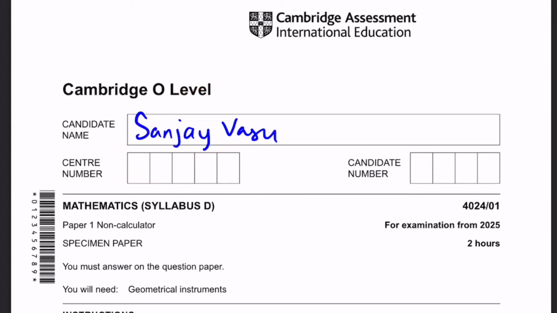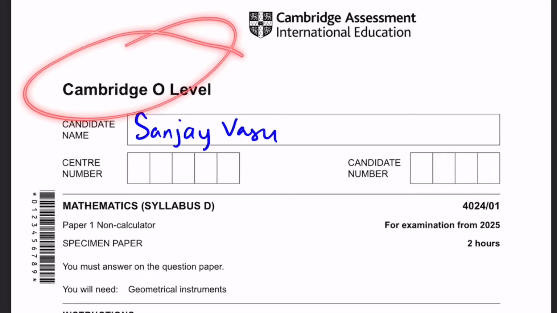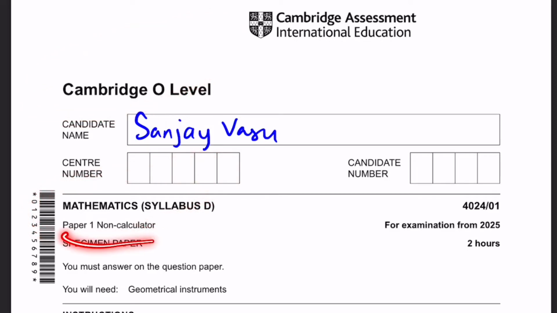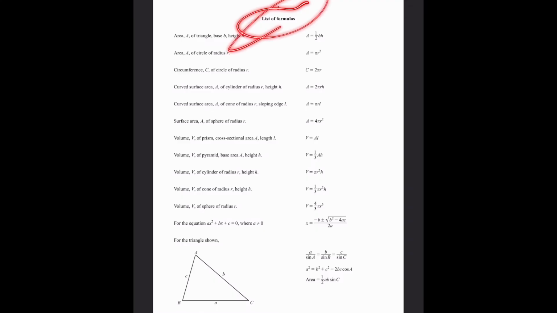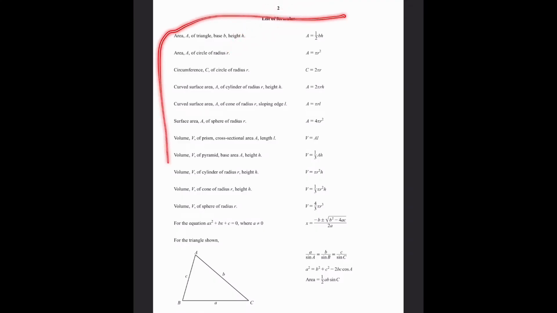This time I'm doing it on Cambridge O-Level Mathematics for Syllabus D, Paper 1, which is a non-calc paper, and there's a specimen paper for the exam from 2025. Let's start. Before going to the questions, there's a formula sheet which is always given in every O-Level exam paper, containing all of these formulas, and this is there in every exam. Now we can go to the questions.